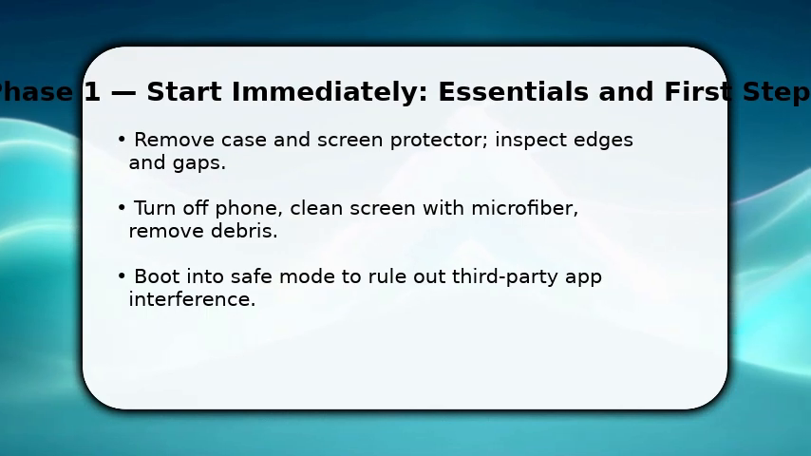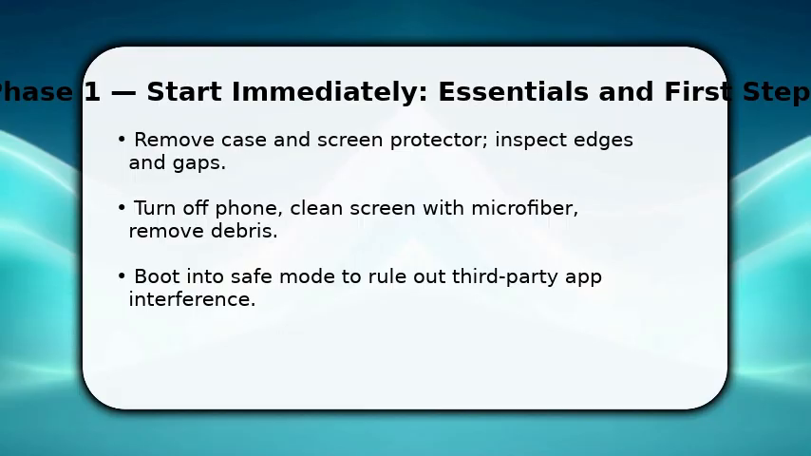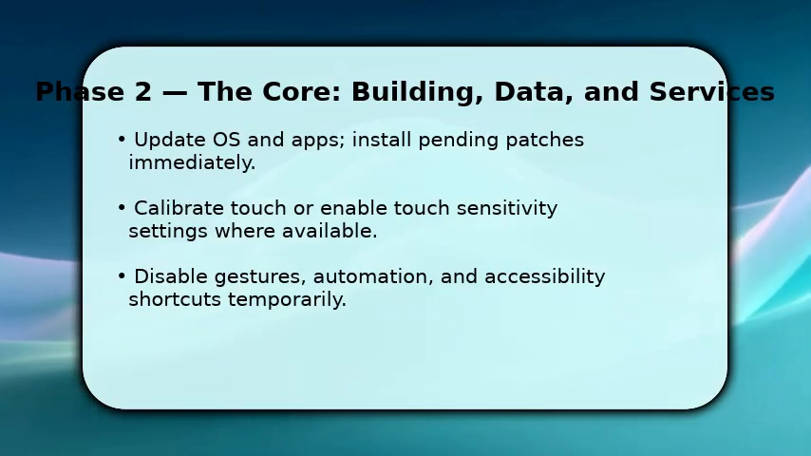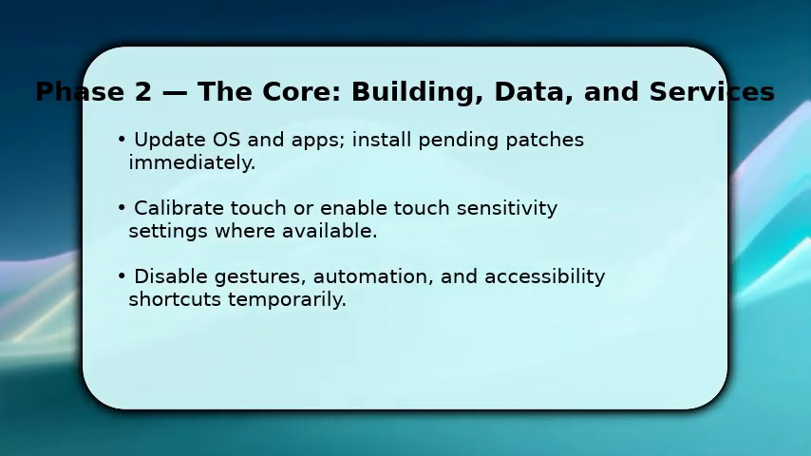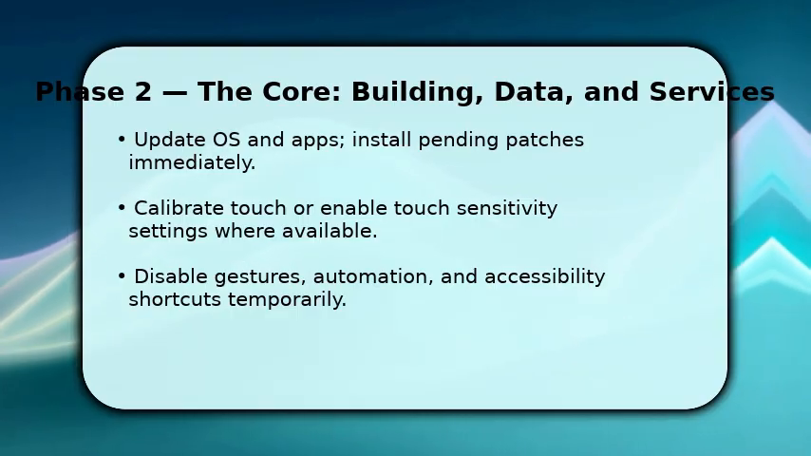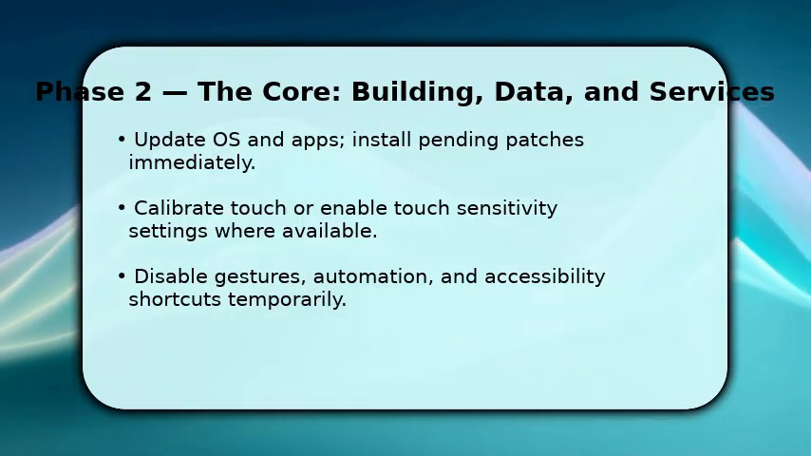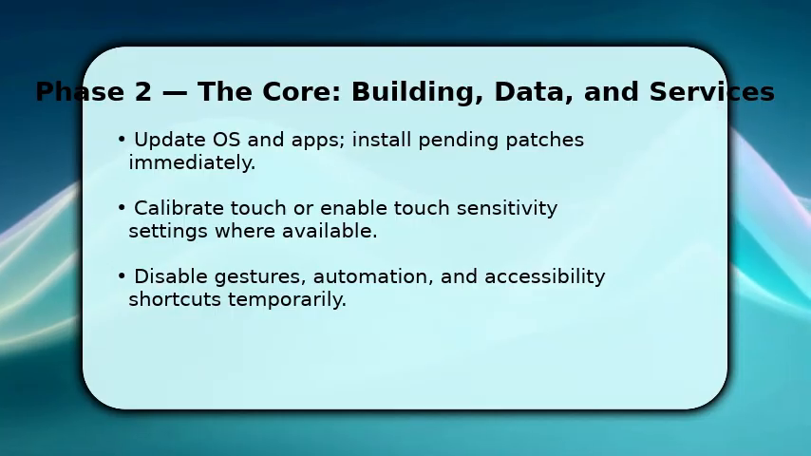Now focus on software. Update the operating system and every app because patches fix touch driver bugs. After updates, open settings and run any touch calibration tool or adjust touch sensitivity and palm rejection options. These tune how the digitizer interprets pressure and contact.